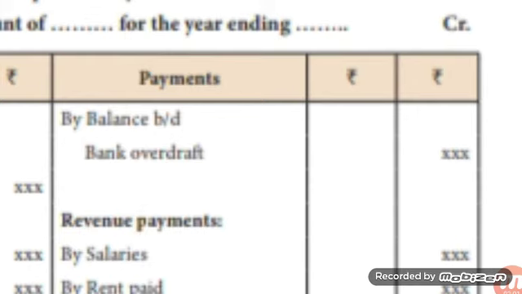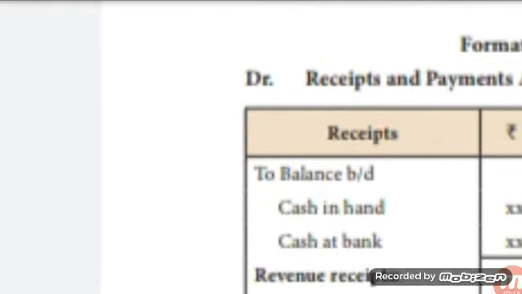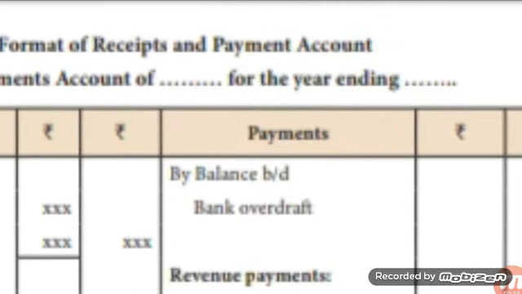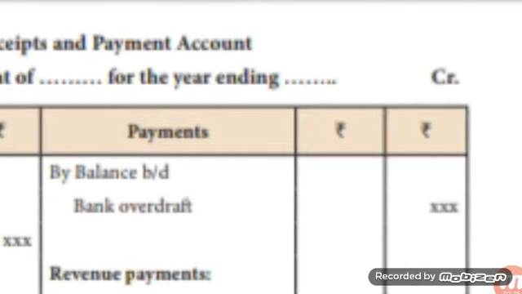Children, understood? First, record the opening balances of cash in hand and favorable bank balance on the debit side as to balance brought down. If there is any unfavorable bank balance, that means overdraft, that should be recorded on the credit side as by balance brought down.